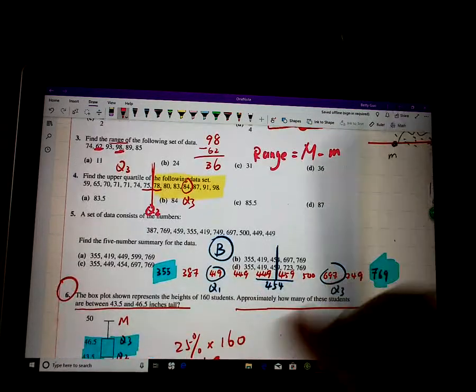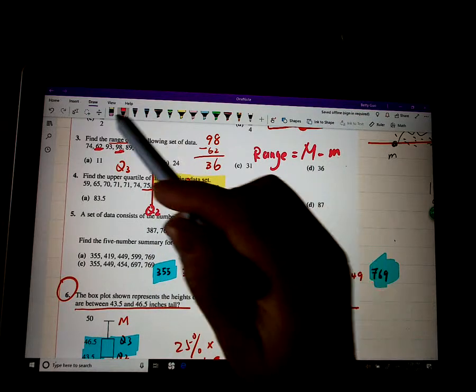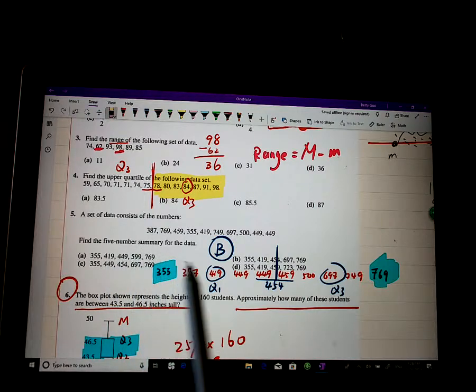Number 5, a set of data consists of the numbers. Find the 5-number summary for the data.